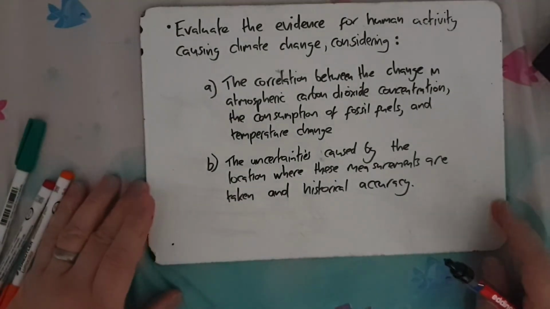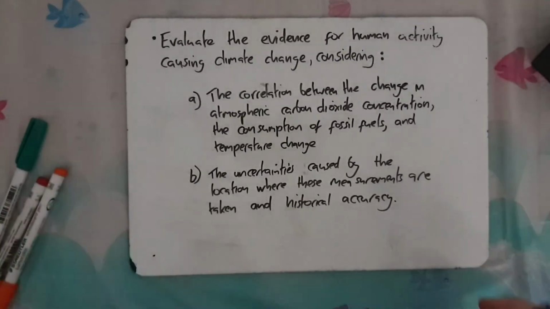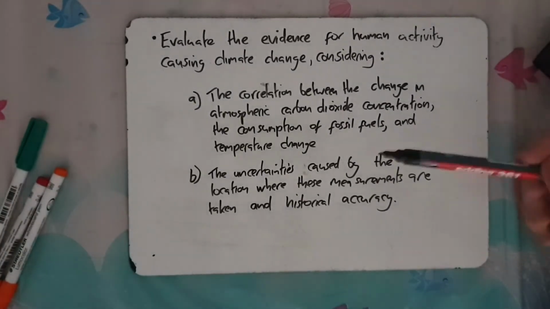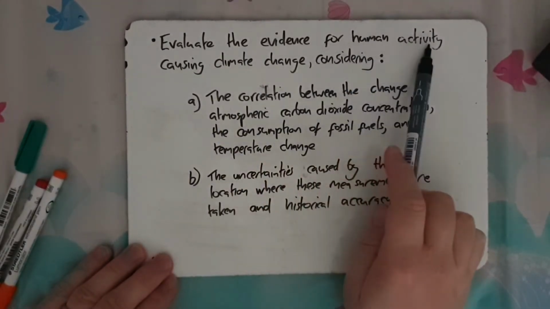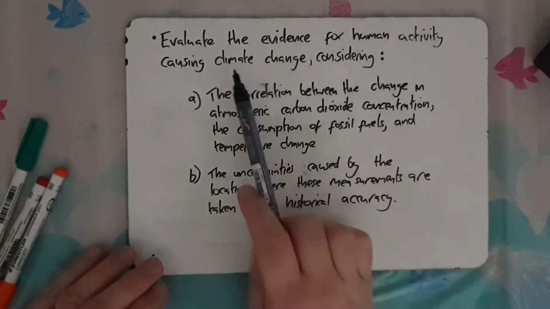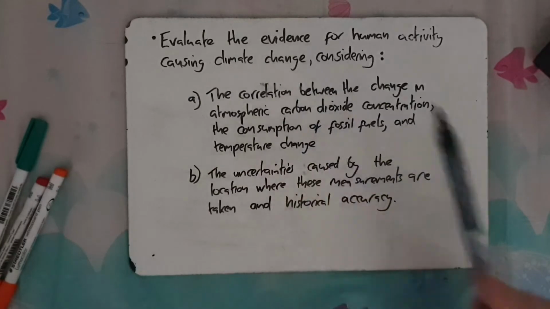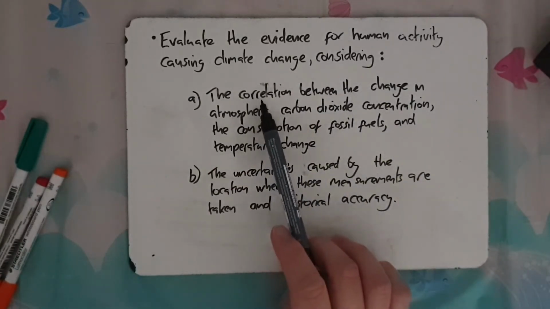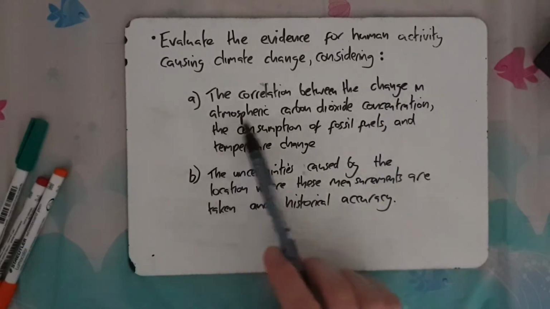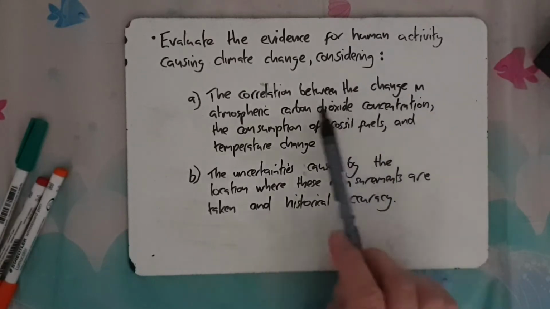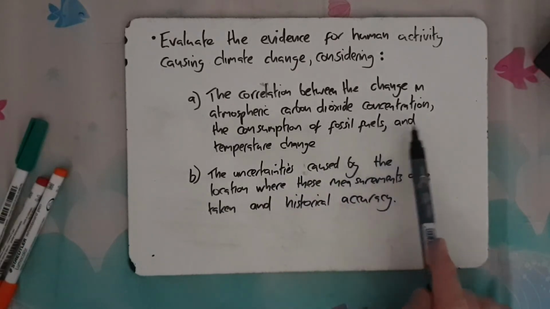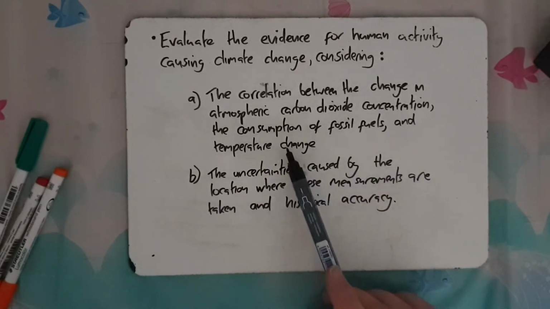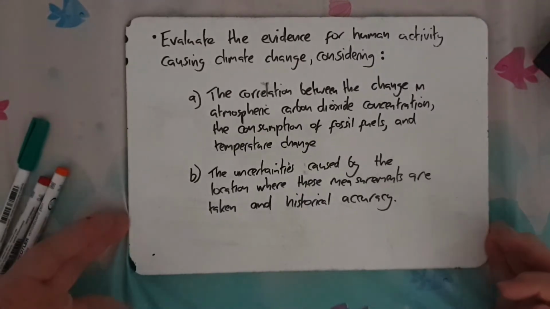Right, next one. So this is, again, not my language, this is the language from the exam board. You need to evaluate the evidence for human activity causing climate change. So are we responsible for climate change? You've got to look at the evidence and decide. Specifically, you need to look at the correlation between the change in atmospheric carbon dioxide concentration, which is a long fancy way of saying the amount of carbon dioxide in the atmosphere, with the consumption of fossil fuels, and then also with temperature change. I'll look at B in a second.